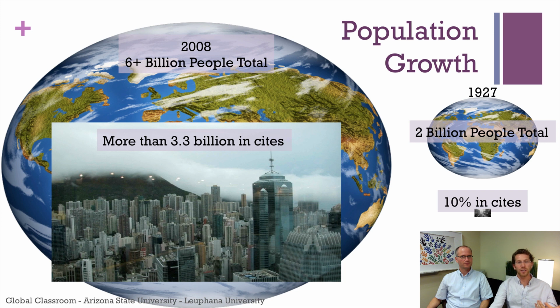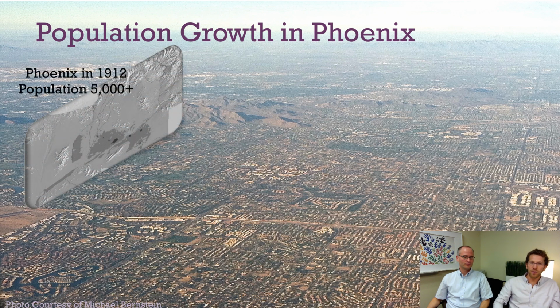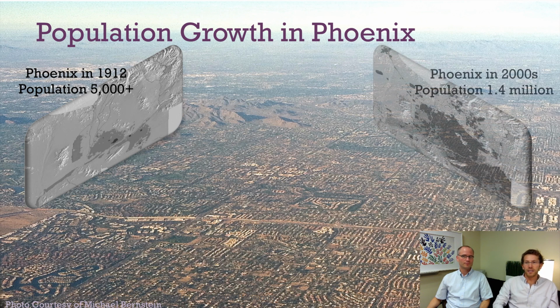So what does that do to a city? How does that change a city? And how do the people who are in charge of a city deal with those changes? Let's think about Phoenix. In 1912, there were 5,000 people in the city of Phoenix. Today, there are more than 1.4 million people in the city of Phoenix, and you can see what that's done to the landscape. You can see the city covering the entire Valley of the Sun.